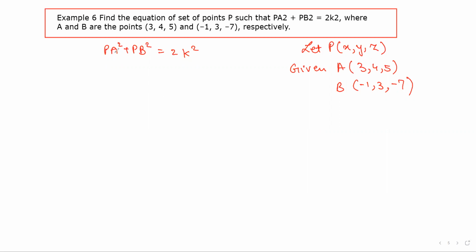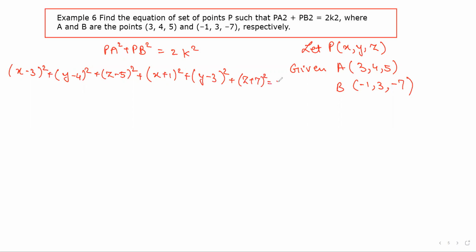PA whole square. Now PA value is in terms of root, so root and square will nullify each other. You'll be left with (x minus 3) whole square plus (y minus 4) whole square plus (z minus 5) whole square. Similarly, for PB whole square, the root and square will nullify each other, and it will be (x minus of minus 1, so x plus 1) whole square plus (y minus 3) whole square plus (z plus 7) whole square, which will give you 2k square.